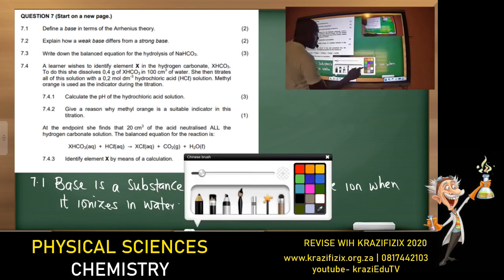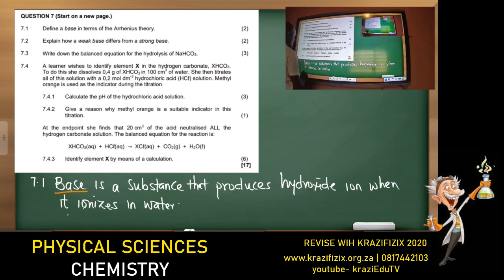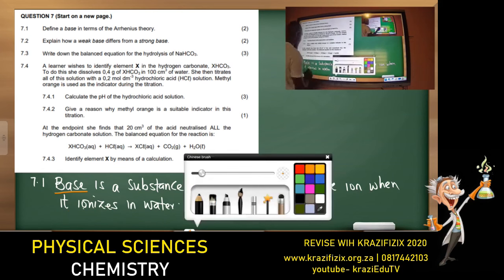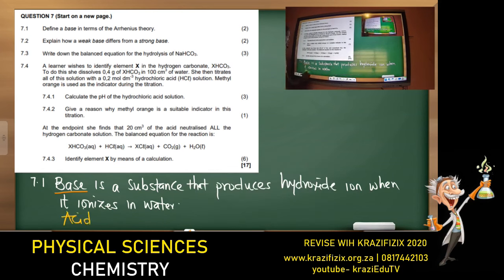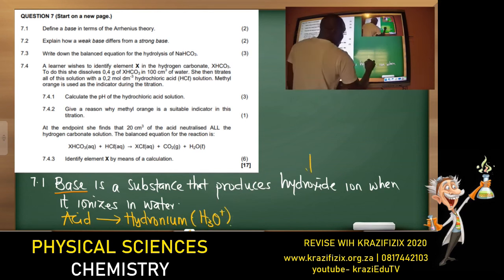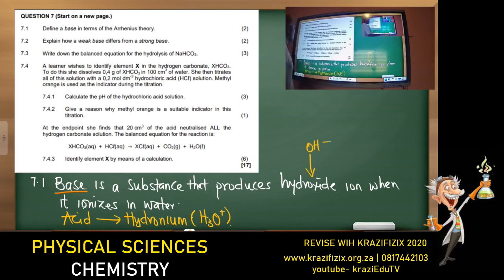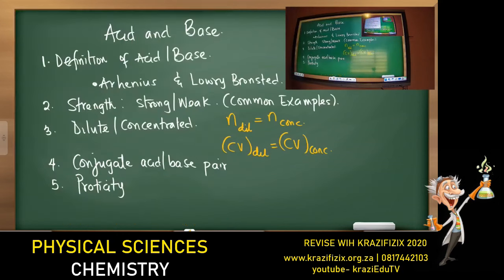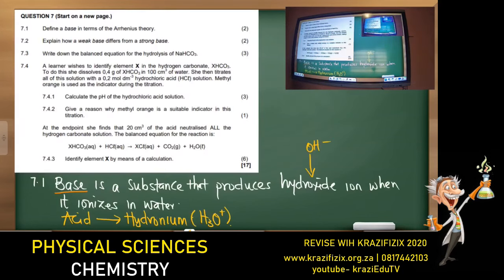If it was an acid, let me change the color, it will then produce hydronium ion when ionized in water. Hydronium ion is written H3O plus. Hydroxide ion is written OH minus. Beautiful. Guys, if you check my summary, the list I gave you, basically we're following that order. Next: explain how a weak base differs from a strong base.